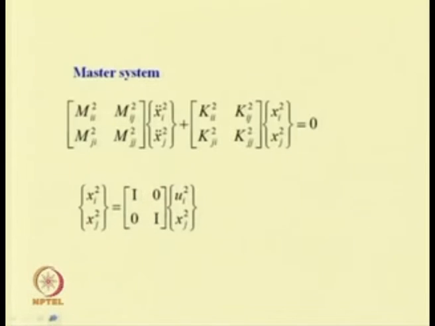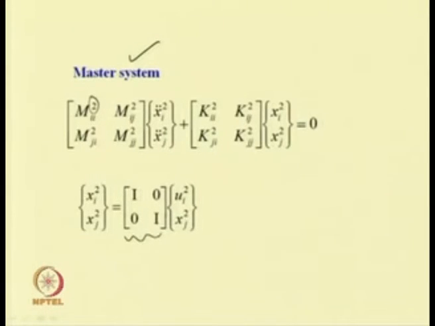Now for the master system, similarly, the undamped and unforced equation of the master system can be written using this mass matrix and stiffness matrix. These two represent the master system and the earlier one was for the slave system. In this master system, as we are not changing the coordinates of the master system, they are transformed to the new coordinate system by this, I 0 and 0 I, where I is the identity matrix.